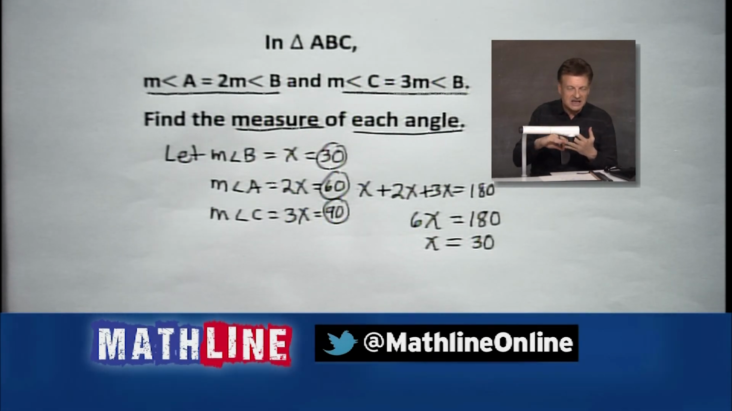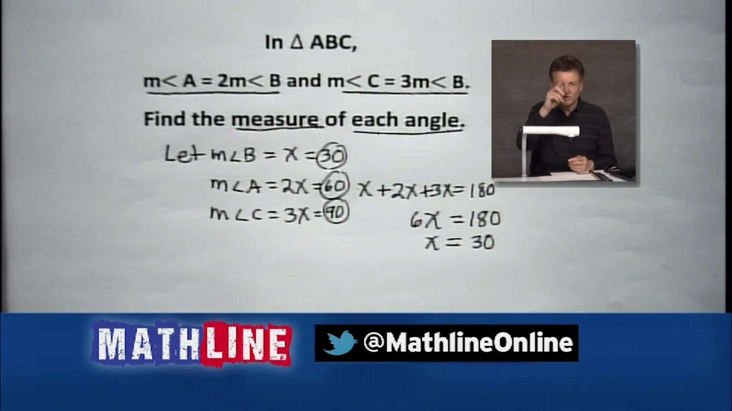What is the smallest angle? Perhaps what kind of triangle is it? You say, well, what do you know? How do you know that? 90 degrees. It's a right triangle.